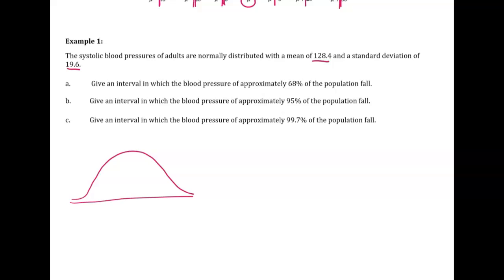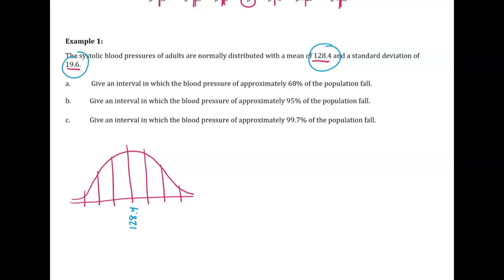Draw a line in the middle. That's going to be our mean, okay? And then we'll go 1, 2, 3 away, and 1, 2, 3 away in the other direction. Our mean in the middle, we actually know what it is. It's 128.4. I'm going to write sideways because otherwise we're going to run out of space. So the mean is 128.4, standard deviation is 19.6.